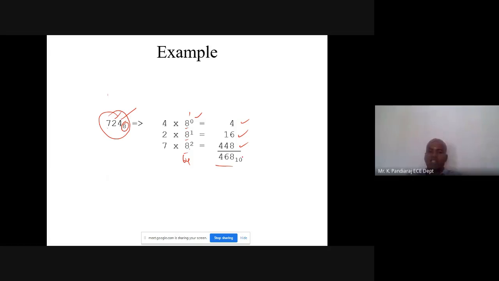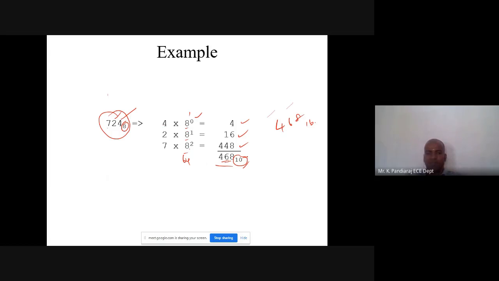After converting the number, we need to write the suffix, that is the base. It is very important, because we can say this 468 as hexadecimal also. Okay, it is possible in hexadecimal. So we need to identify which format the number is in, whether octal, decimal, or hexadecimal. So we need to represent the base.